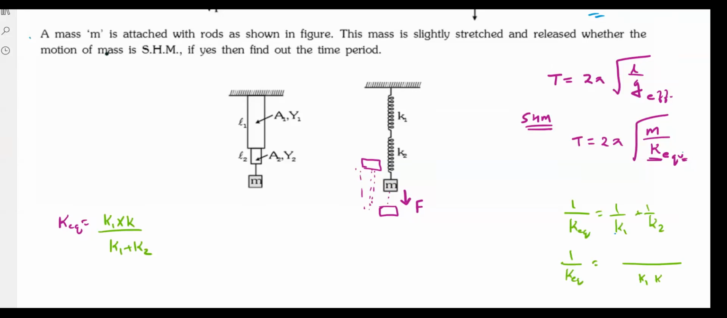Taking the LCM, it becomes K1 plus K2. But this is 1 by K equivalent, right? If we invert it, what will happen? It becomes this. Yes or no? Any issues in that? Got it?